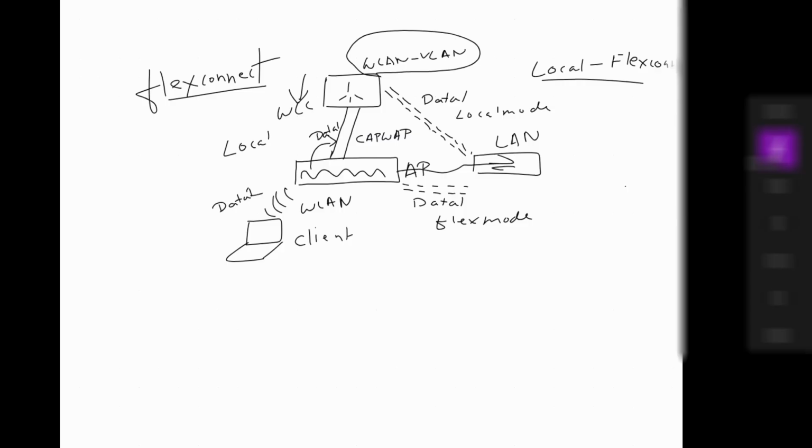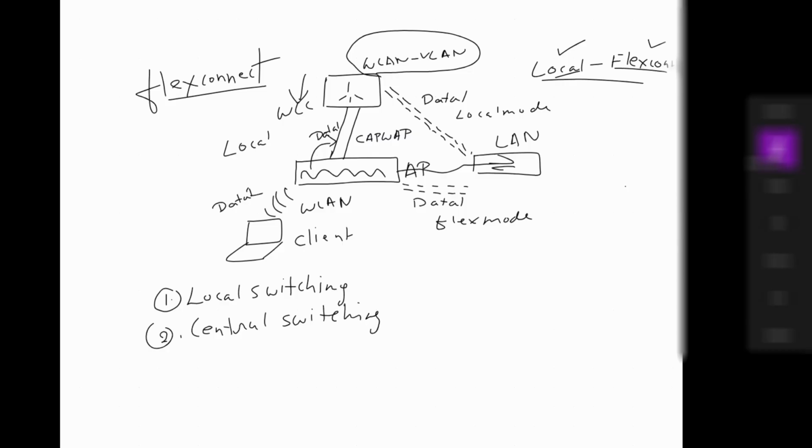So with this analogy, let's make some conclusions here. FlexConnect is of two types. Before FlexConnect, we got two things, that is modes, right? We got local mode and FlexConnect mode. We know what local mode and FlexConnect mode are by this time. So in FlexConnect, we got two things: the first is local switching, the second one is central switching. The local switching and the central switching.